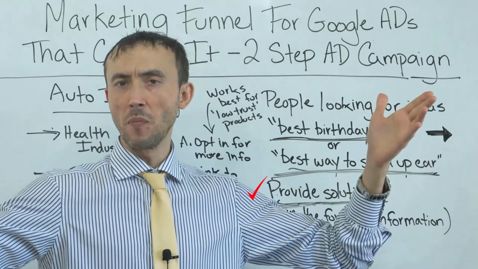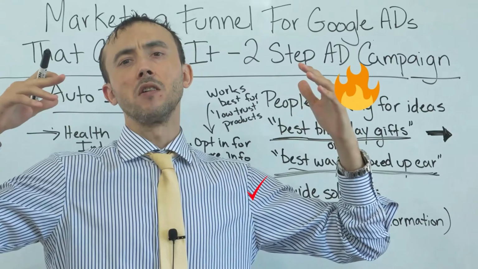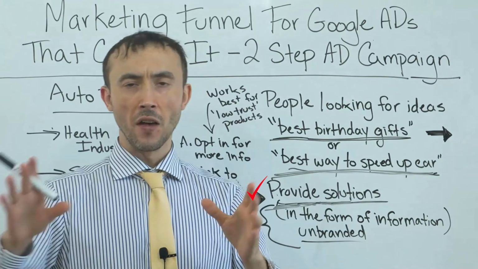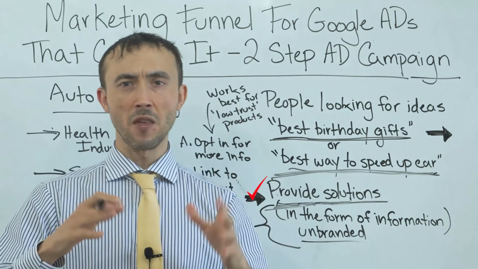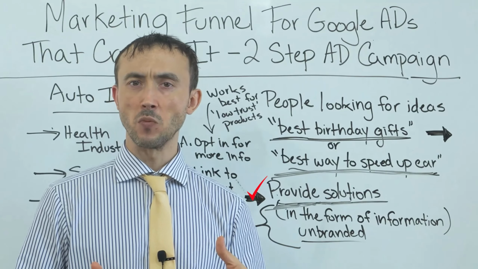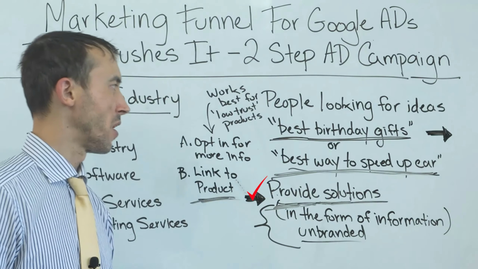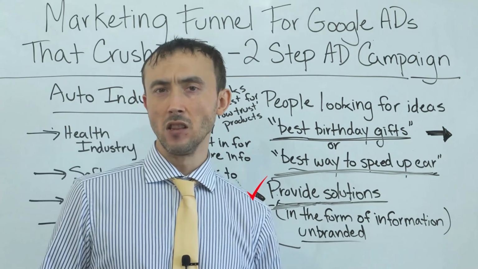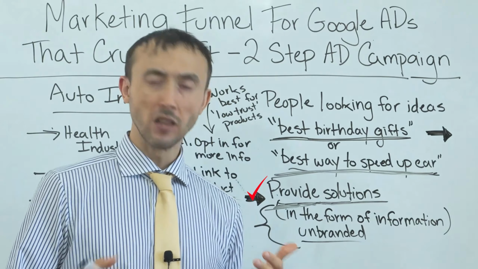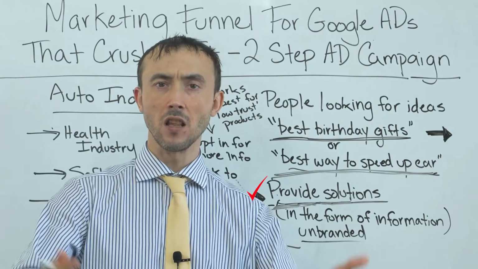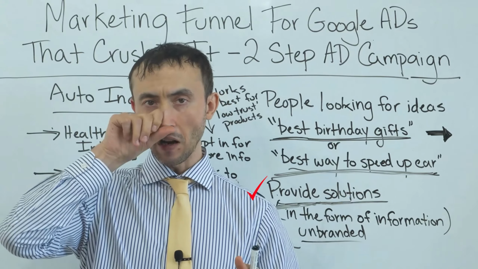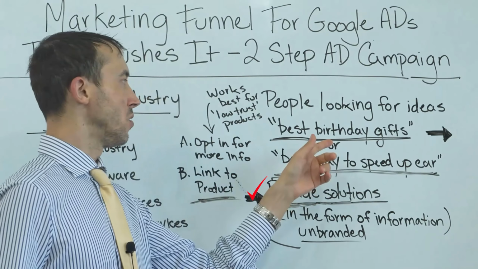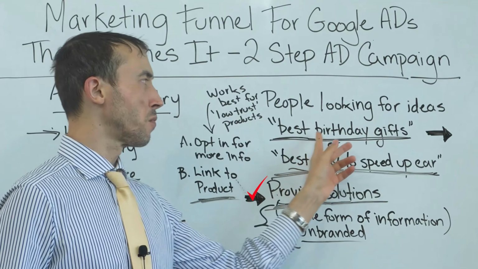Than sending them to a pre-landing page, a web page, where you're first offering them purely information and then sending them on to the product. That, by the way, sending them to the information is generally going to be the way to make that work, because when they come to Google searching for best way to speed up a car, best birthday gift idea, they're not looking to buy it, or they're not looking to just have Google send them to a product directly. They want context.